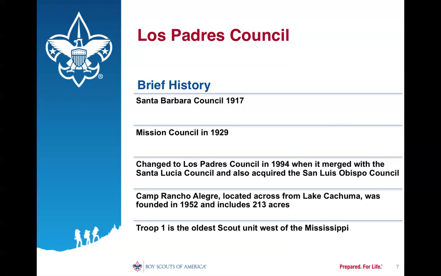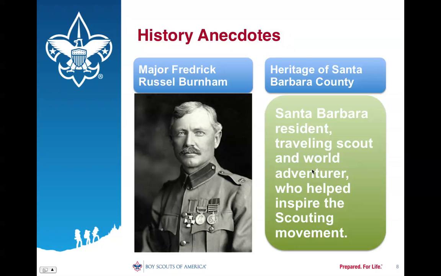Los Padres Council, a brief history. We were first the Santa Barbara Council in 1917, changed to the Mission Council in 1929, and then we changed to Los Padres Council, the name we currently have, in 1994 when it merged with the Santa Lucia Council and also acquired the San Luis Obispo Council. Camp Rancho Alegre, which is our main summer camp, is located across from Lake Cachuma and was founded in 1952 and includes 213 acres.